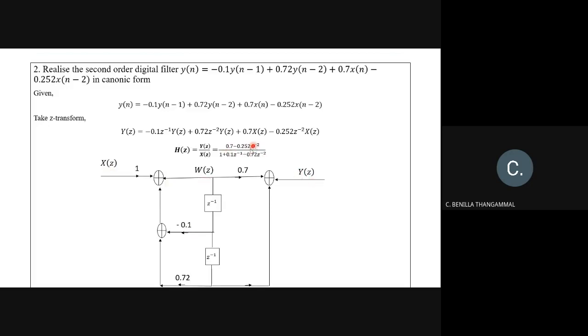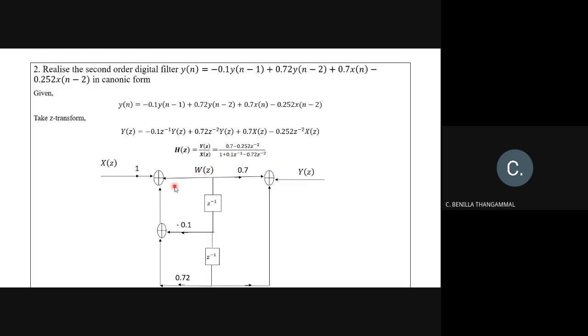So always your numerator will be on this side, right hand side, and denominator will be on the left hand side, right? So in the numerator, 0.7, that's going to be the first one, constant value, and z power minus 1 is 0 here, so I left it open here, and your z power minus 2 coefficient value is minus 0.252. So this is the way you have to fill your right side. Your numerator belongs to the right side.